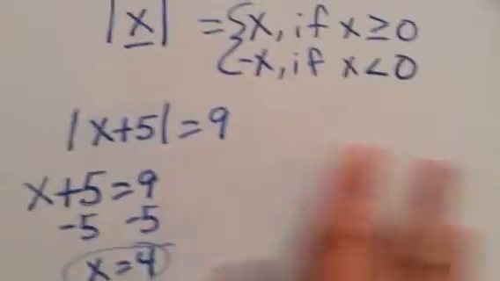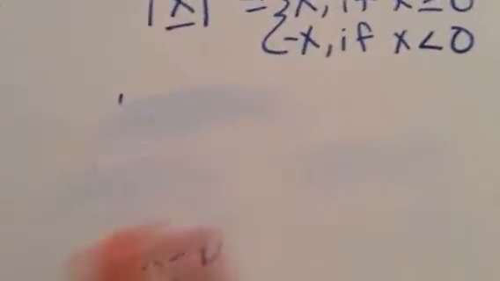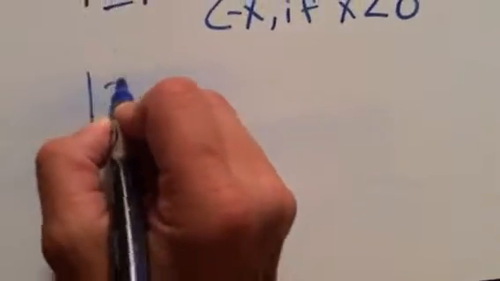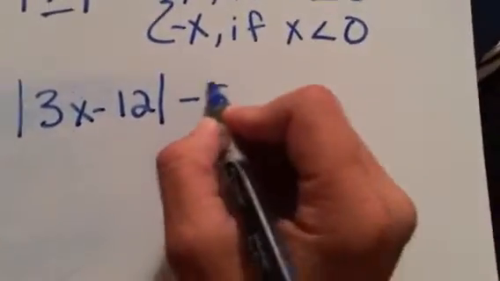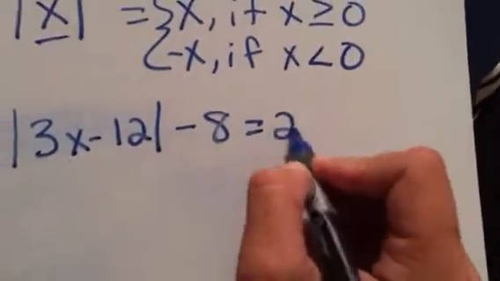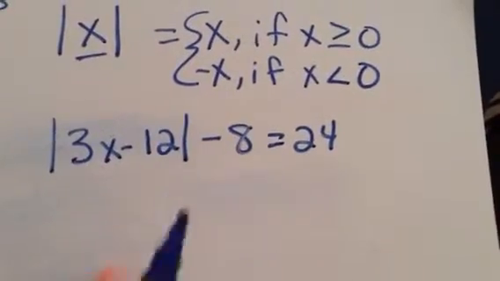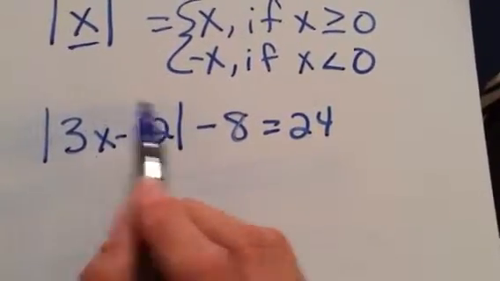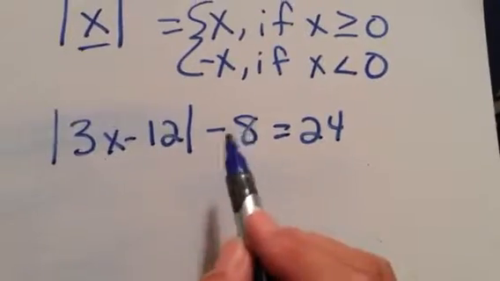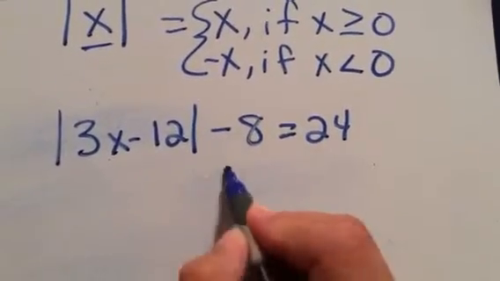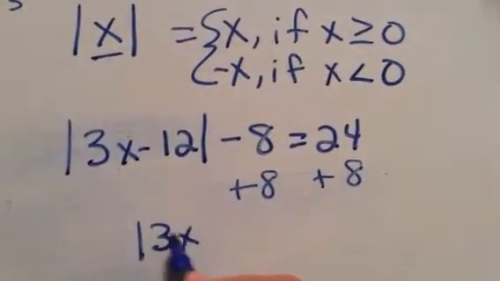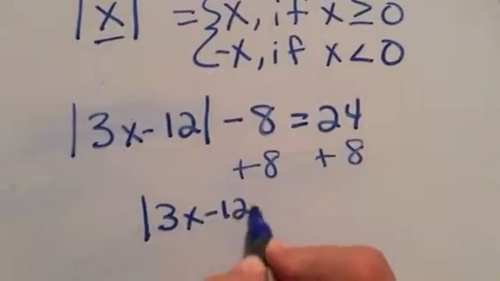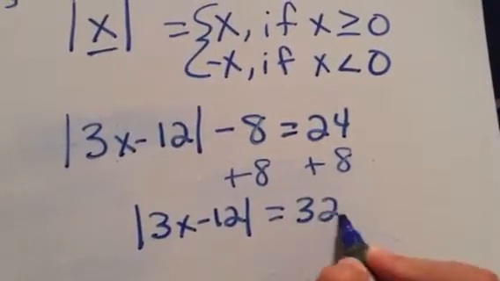Now, if you have a problem that has a number outside the absolute value symbol, then what you have to do is take everything that's not within that absolute value symbol, take that negative 8 to the other side. So we'll add 8. So then we'll have the absolute value of 3x minus 12 equals 32.